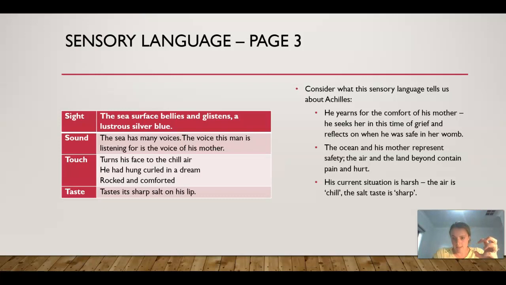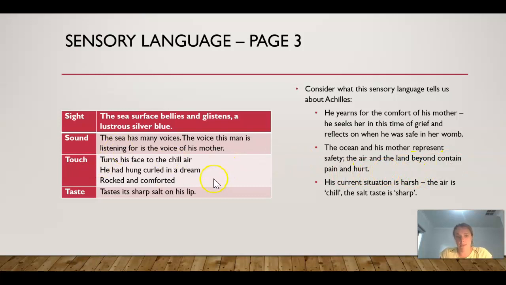So all of this is designed to place us into the mindset of Achilles. And it's teaching us something. This is what I've written here. So it's teaching us that he is yearning for his mother. He's wanting to hear her voice. He's remembering, see here, he had hung curled in a dream, rocked and comforted. So we've got that idea of being rocked like a baby by his mother, that comforting touch. The ocean and his mother represent safety. The air and the land beyond contain pain and hurt.